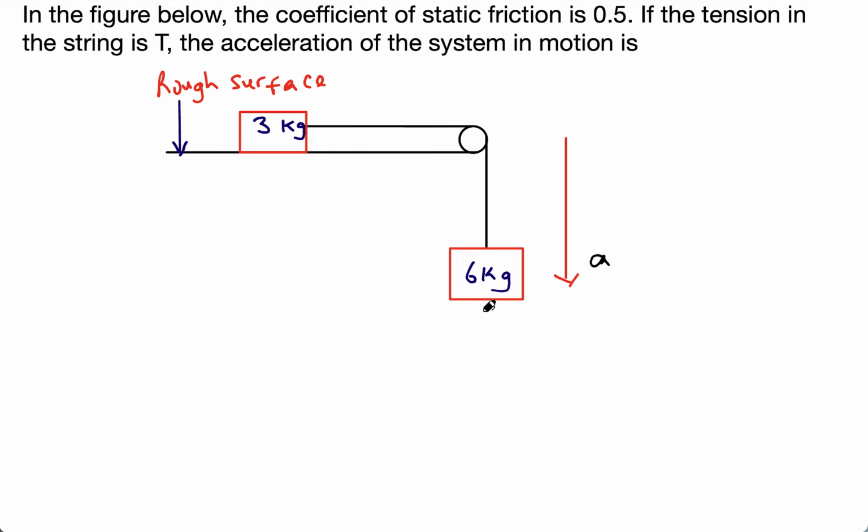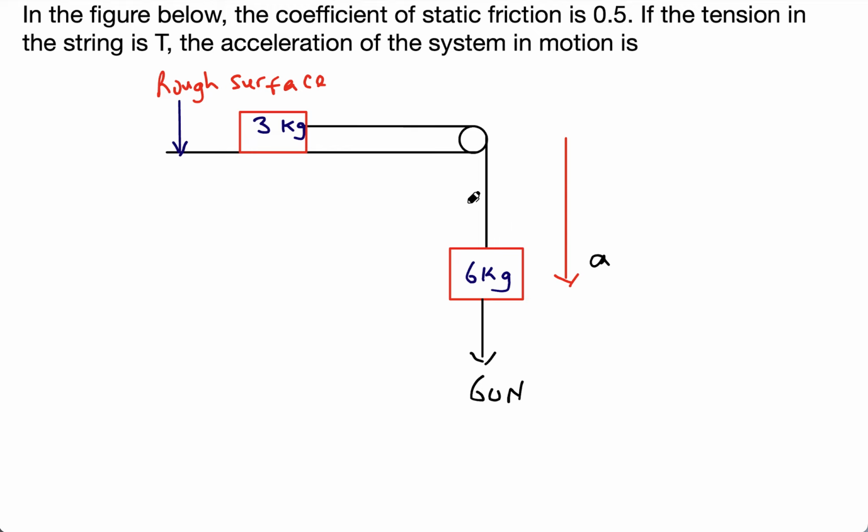One thing we should know is that the weight of this object will be acting downward. So let us draw a component. So the weight of the object will be acting downward, and that is the mass times gravitational acceleration, which is 10 meters per second squared in this case. So that implies that we have a weight of 60 newtons acting downward.